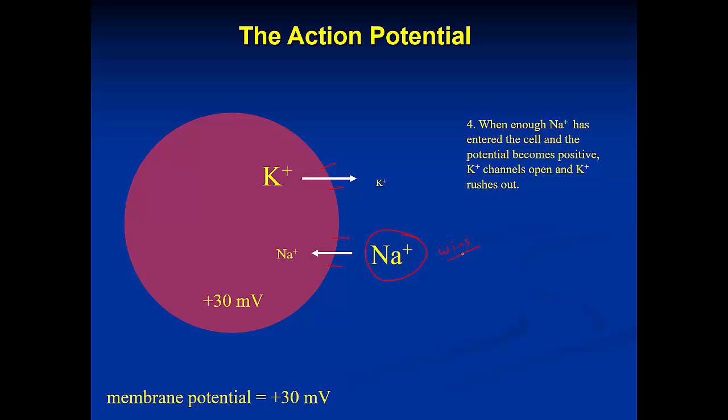The flow of sodium in is so much faster than potassium out that we continue to accumulate positive charge on the inside. It slows down a little bit, but not much. Again, the flow of sodium is so much greater. Now, in the next step, we're going to close these channels. When the sodium channels close, now what happens? Potassium continues to rush out. In that case, there's no sodium flowing, so potassium kind of wins.